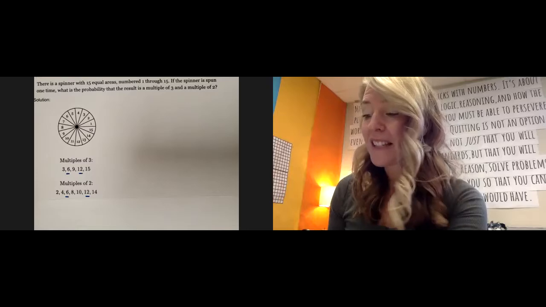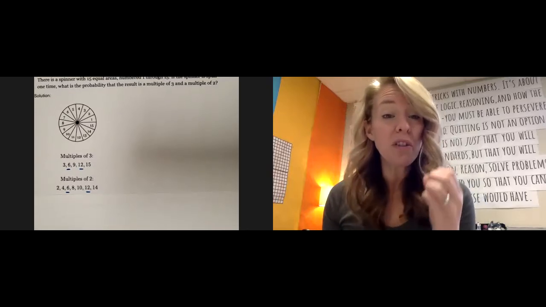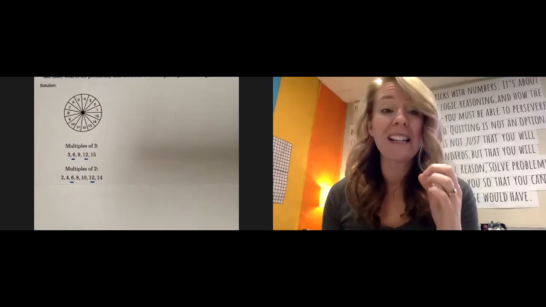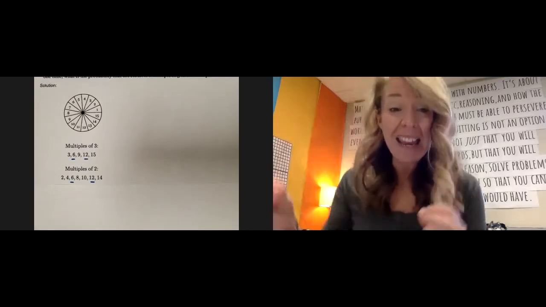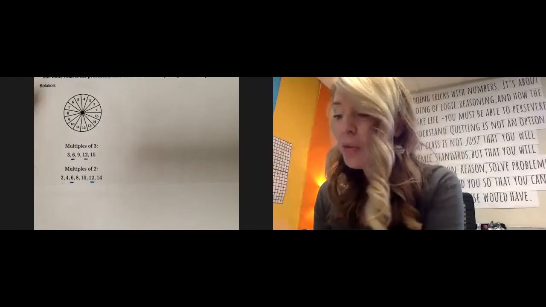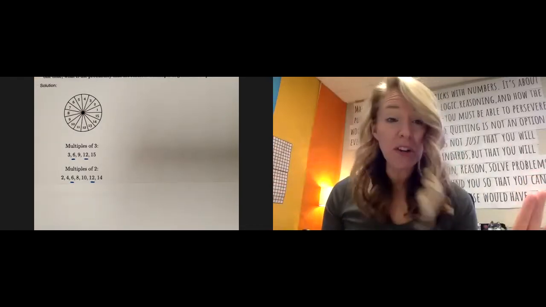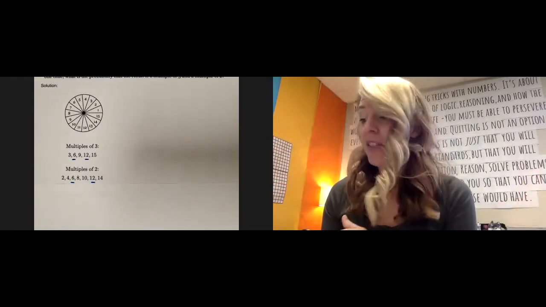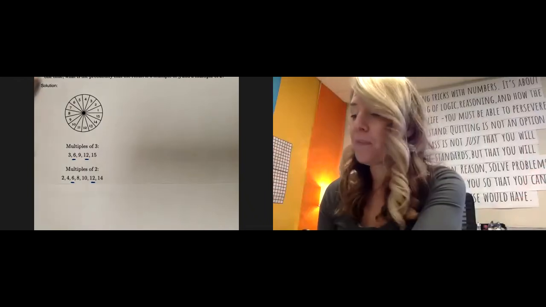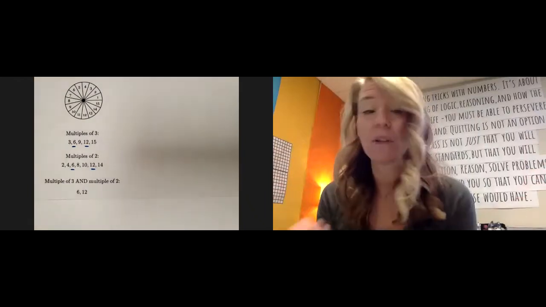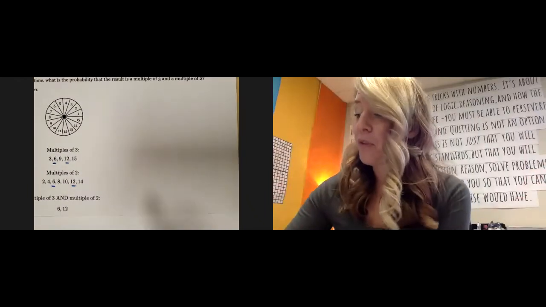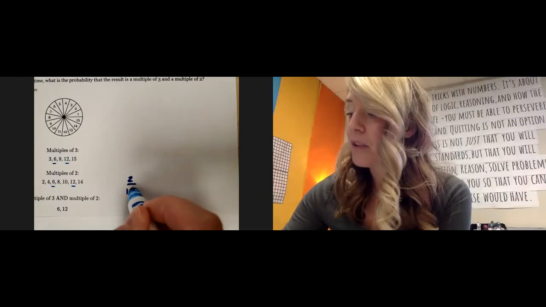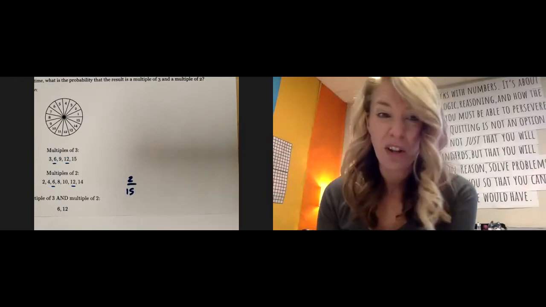Notice I underlined the 6 and the 12 because those are the only two numbers that are a multiple of 3 and a multiple of 2. So we have two numbers off that whole spinner of 15 numbers that follow our parameters. So 2 out of 15 is your final probability, because you're always looking for your chances of the thing that you're looking for.